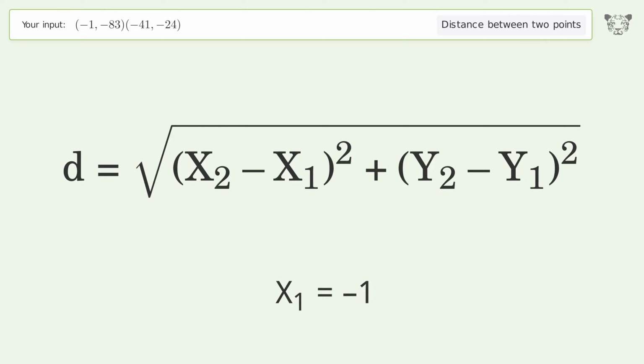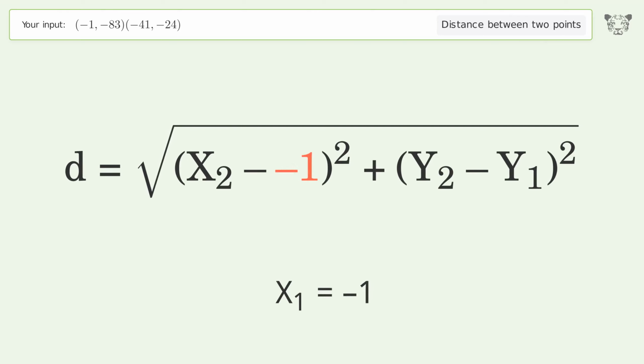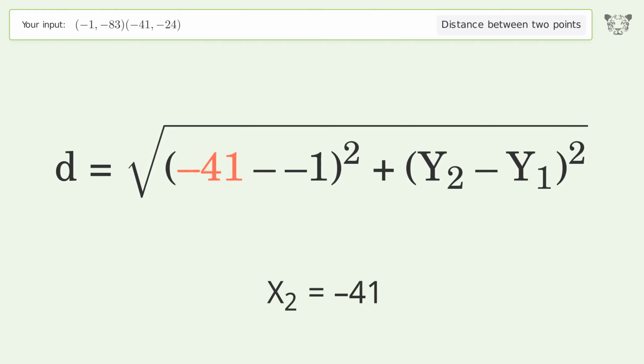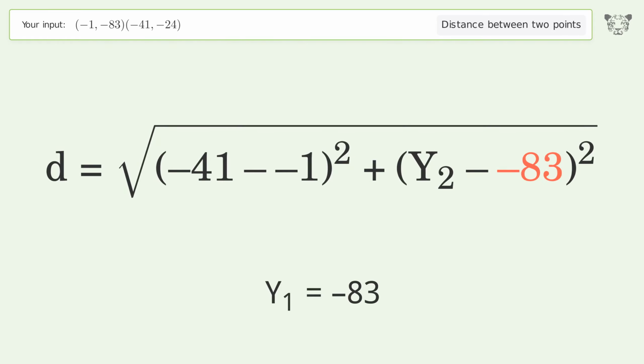x1 equals -1. x2 equals -41. y1 equals -83. y2 equals -24.